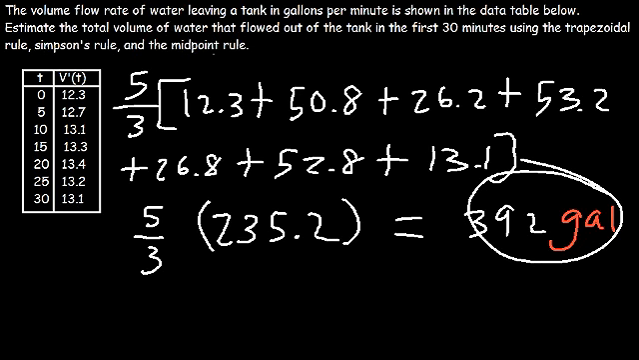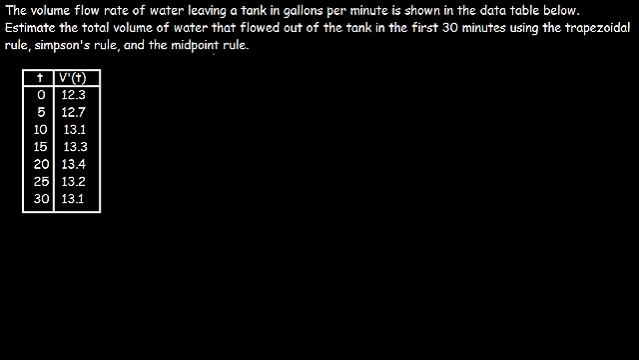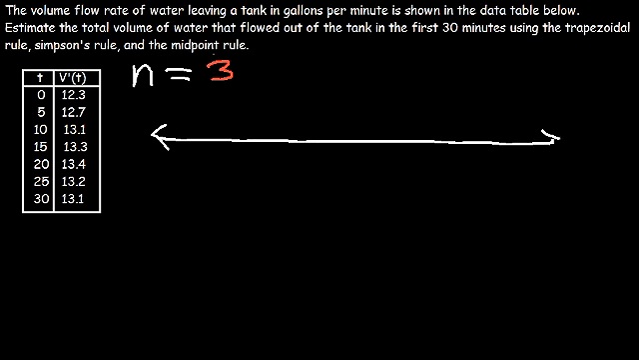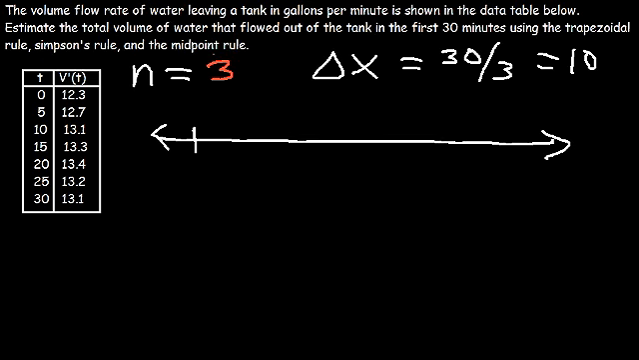Now what about the midpoint rule? How can we apply it in this particular problem? Now for the Simpson's rule and the Trapezoidal rule, we use an n value of 6, but for the midpoint rule, we need to choose an n value of half of that result, which is 3. If n is 3, delta x is going to be b minus a, which is 30, divided by 3, and that's going to be 10. So this is going to be 0, 10, 20, and 30.